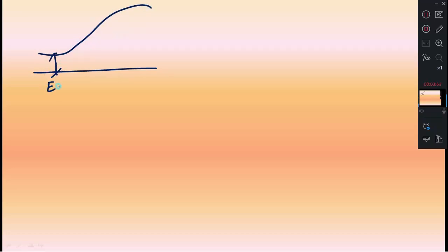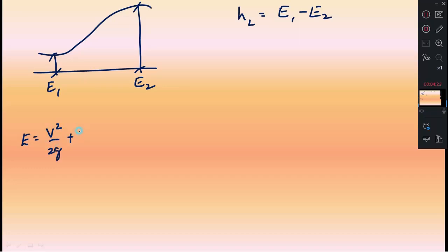This I will consider E1 energy, and this I will consider E2. And the head difference I will consider as E1 minus E2. What is this E? E means specific energy, which we already know from the previous module. That specific energy we are considering. What is the formula for E? E is equal to V square by 2G plus H. This is the formula for E.